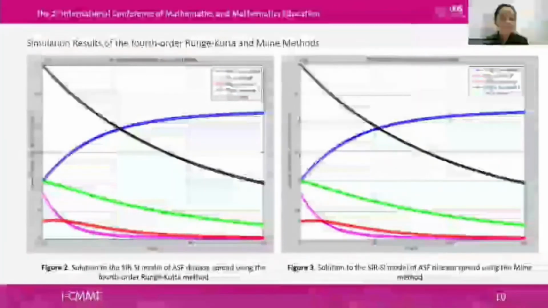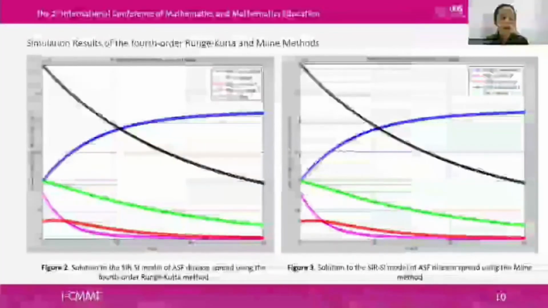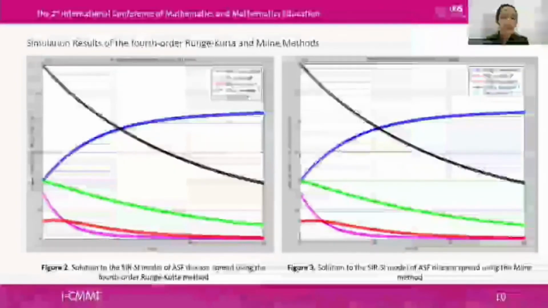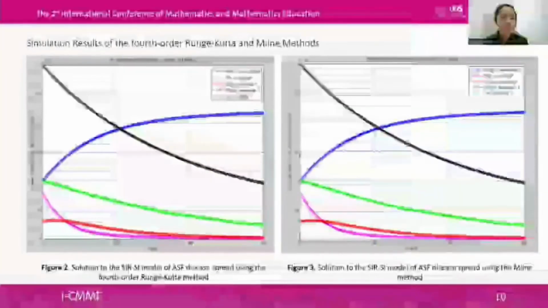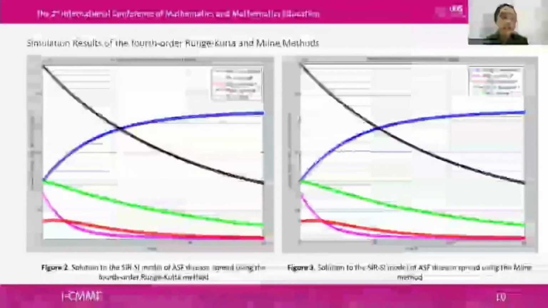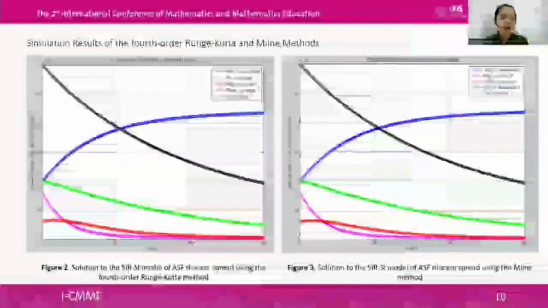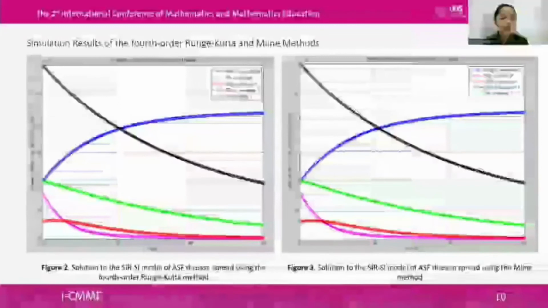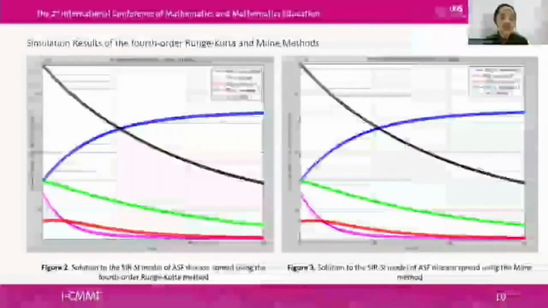Towards the end of the period, the population of SP increases slowly, while the populations of IP, RP, ST, and IT fall asymptotically towards zero. The results of simulating the spread of ASF disease with the Crc model using the Milne method are shown in Figure 3. The solution graph using the Milne method is similar to the pattern of spread from the fourth-order Runge-Kutta method. The behavior is the same.